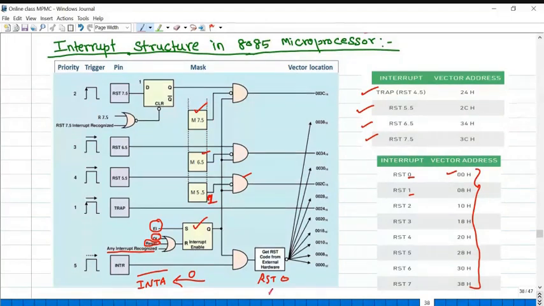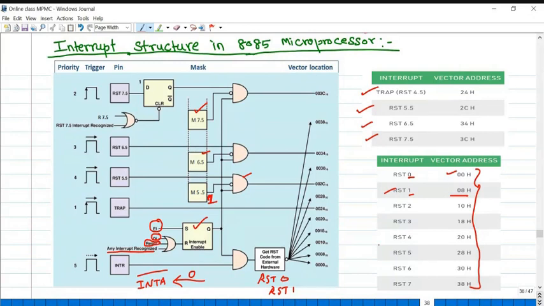So whenever RST 1 is placed on this particular pin, the microprocessor saves the next immediate address location in the stack memory and starts executing the instruction stored from the 08 address location onwards, and so on.